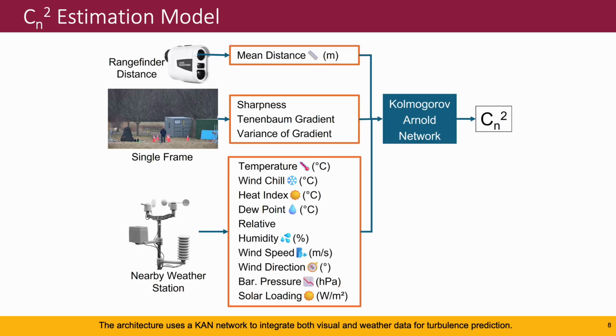So this is the Cn² estimation architecture. We get the mean, which is the scene-to-camera distance, and those are already included in the dataset. From a single frame, we compute the sharpness, tenengrad, as well as the variance of gradient. Also, from a nearby weather station, we get different weather data, including temperature, wind chill, heat index, dew point, relative humidity, wind speed, wind direction, barometric pressure, and solar loading. And then we provide all those values to the Kolmogorov-Arnold network, and we train that to predict Cn².